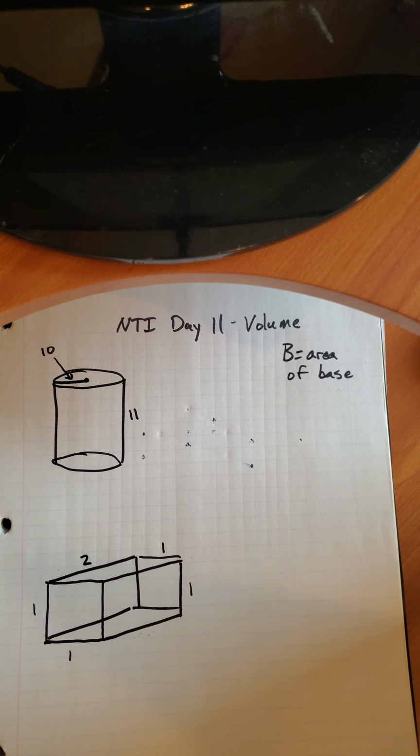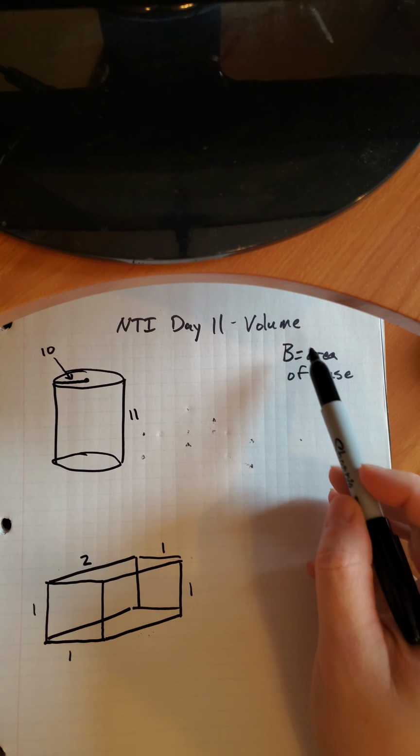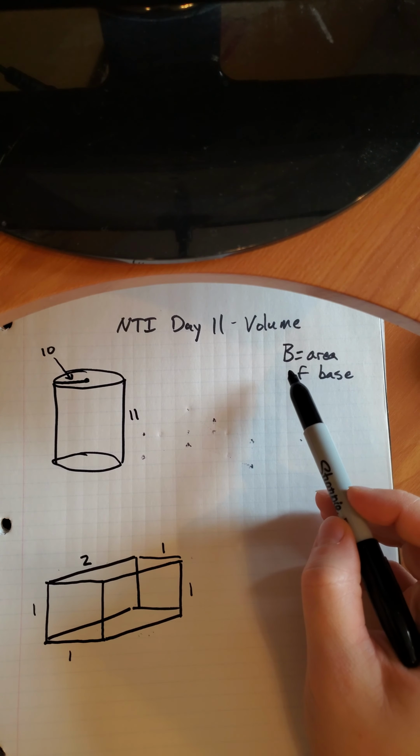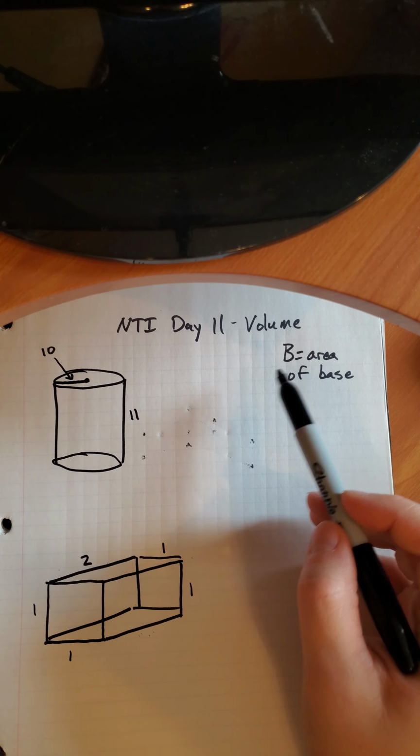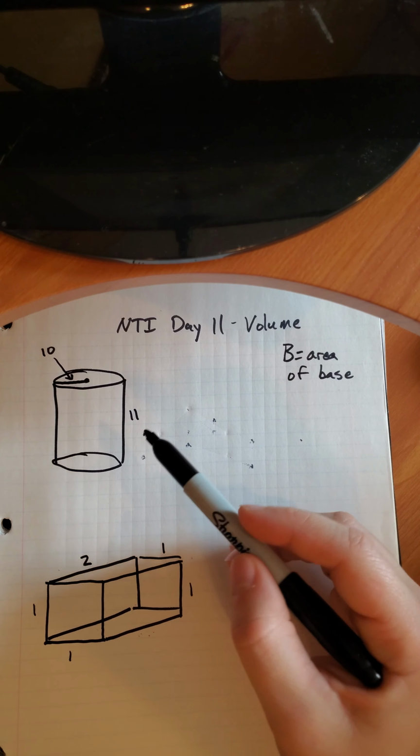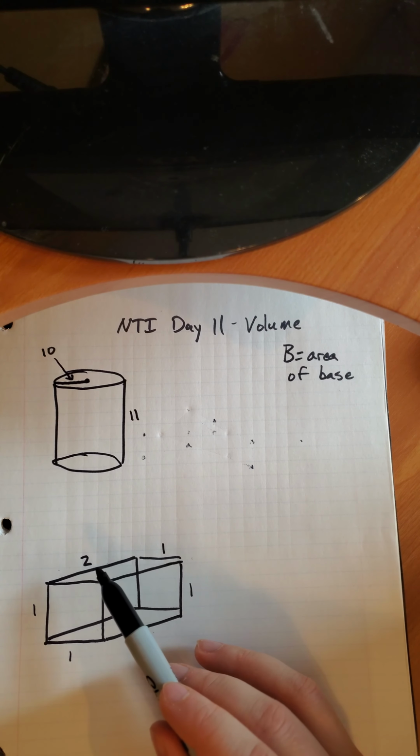Alright guys, today we're looking at NTI day 11, which is finding the volume of a cylinder and finding the volume of a rectangular prism. Okay, the first thing that we need to know is your volume is going to be the area of the base, which we're going to denote with a capital B instead of a lowercase b, times the height of either the cylinder or the height of the prism.